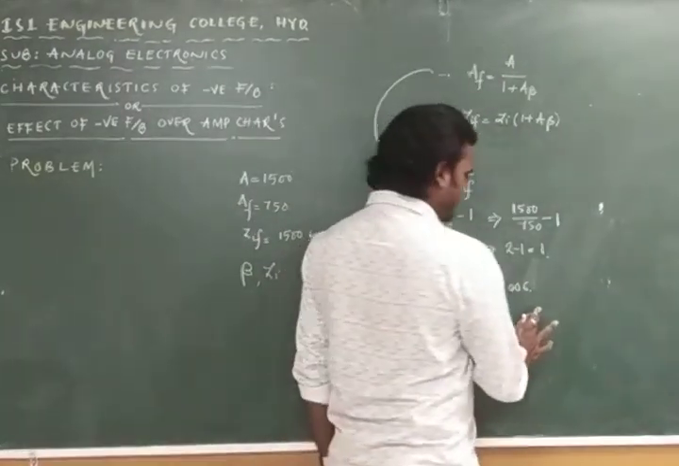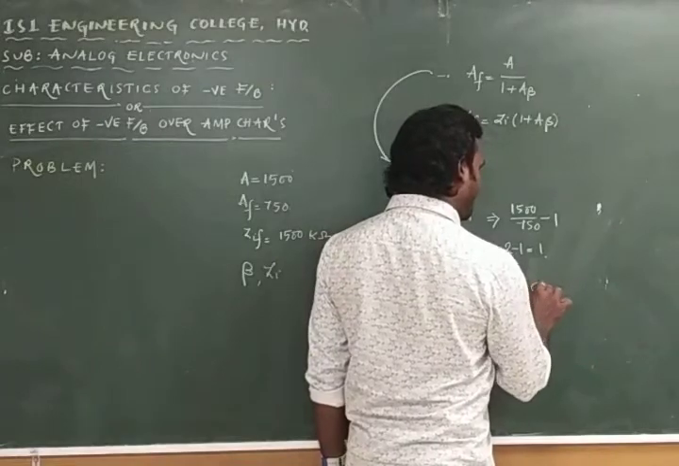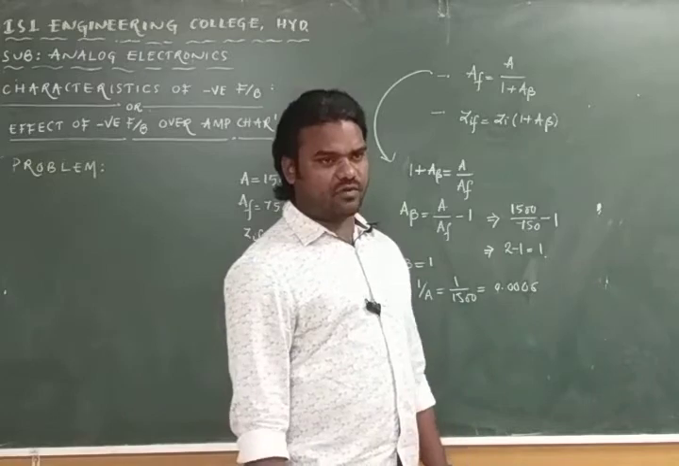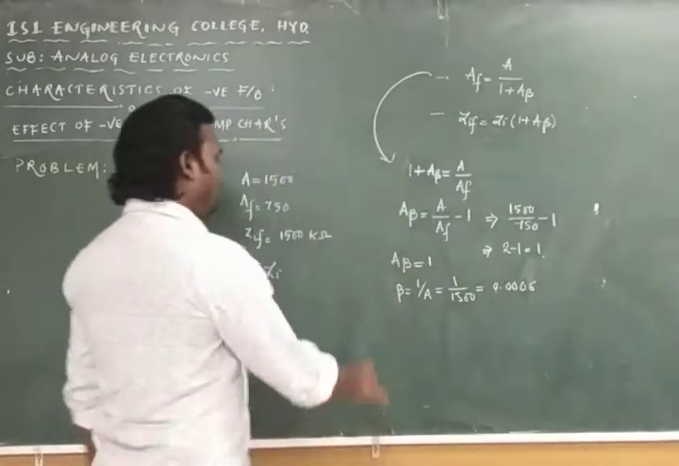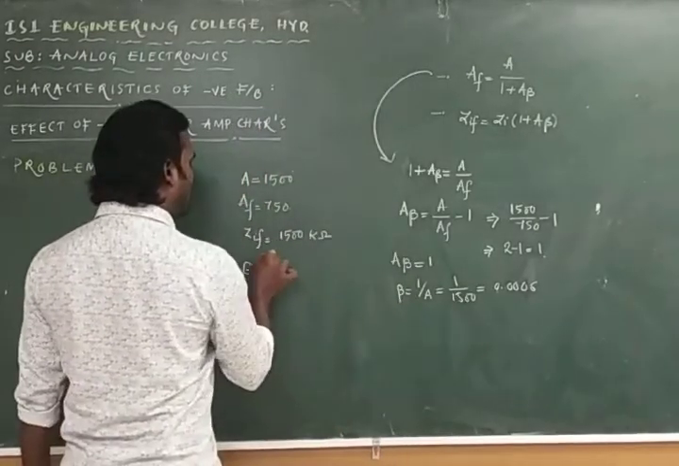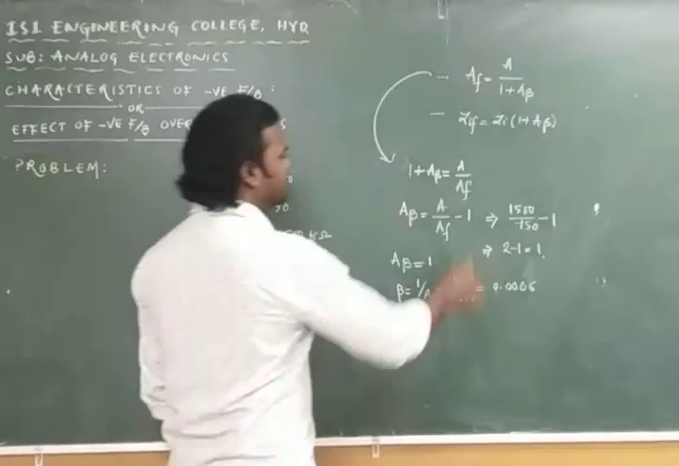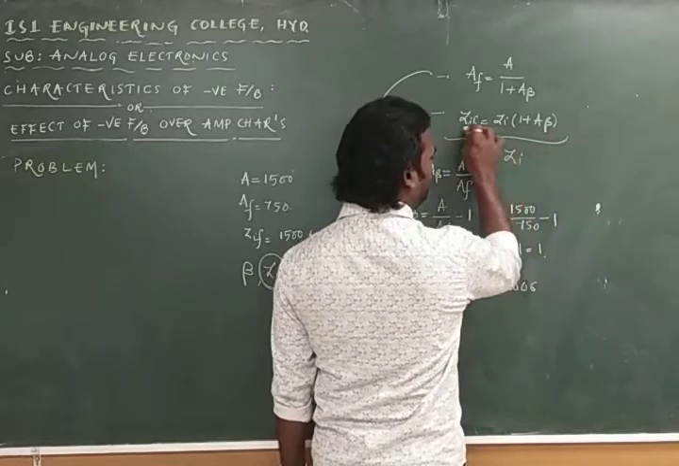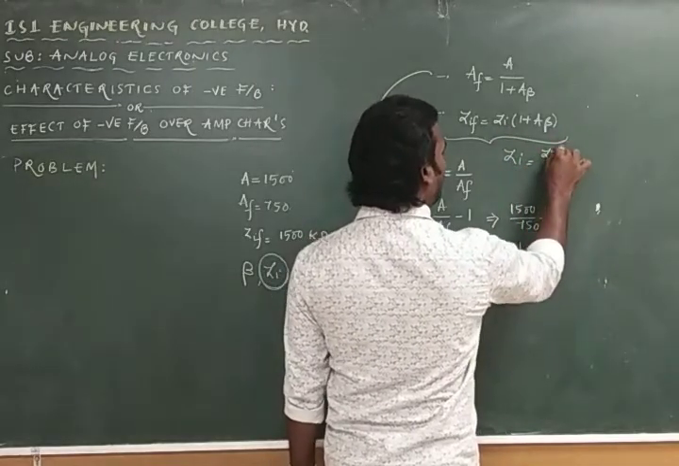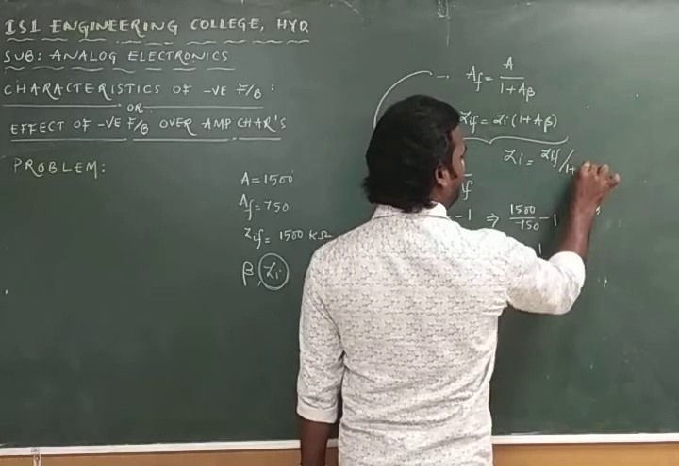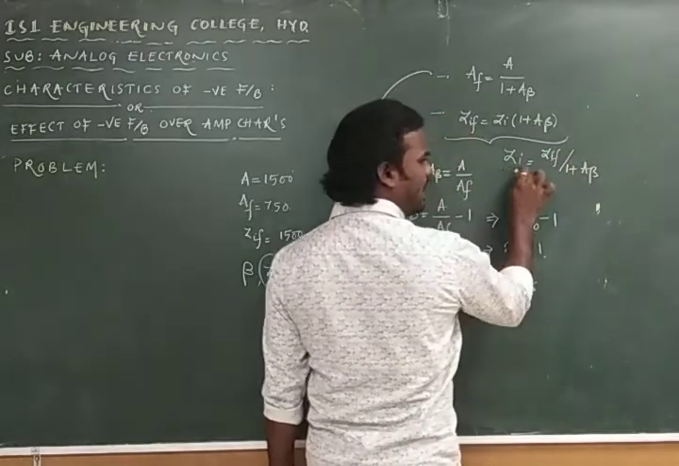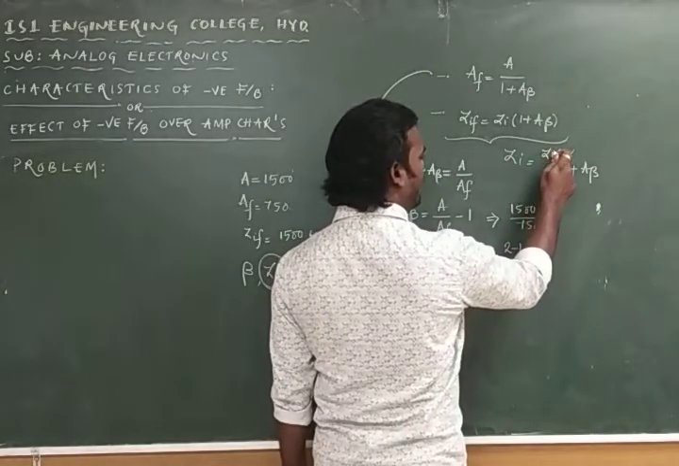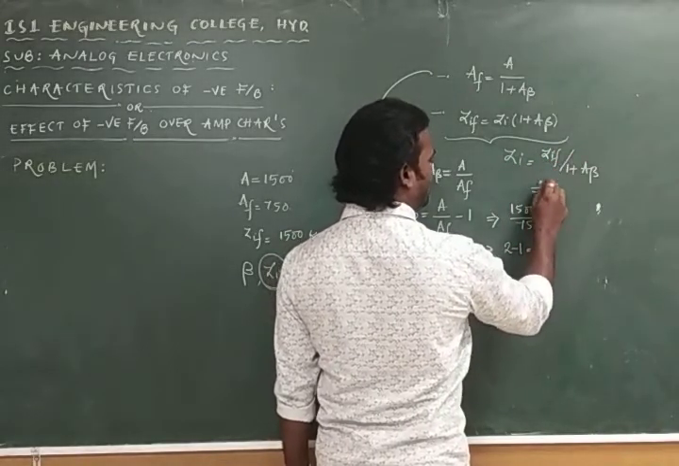Another 0? 0.0006. This is the thing you got, beta is equal to that. So that we got the beta, and we should calculate what? Zi. From this equation, Zif is equal to Zi by 1 plus A beta. Simply I must calculate Zif only. So that Zif is equal to Zi by 1 plus A beta.